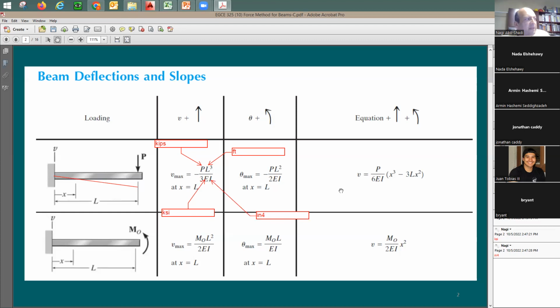But what's the good thing about this table? You have the deflection, you have the rotation. I don't really need to go back to the virtual work method or the conjugate beam method to find this deflection.